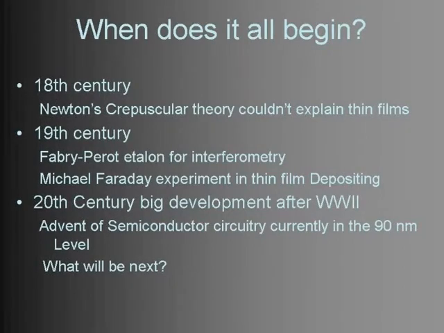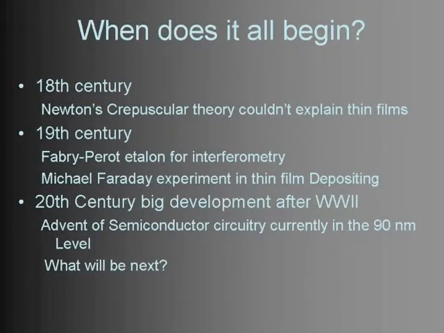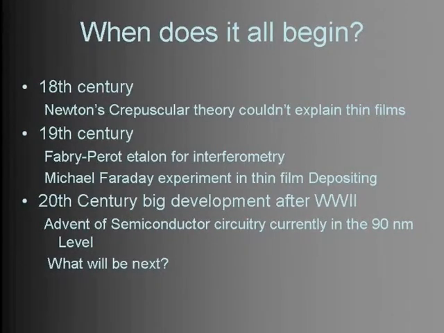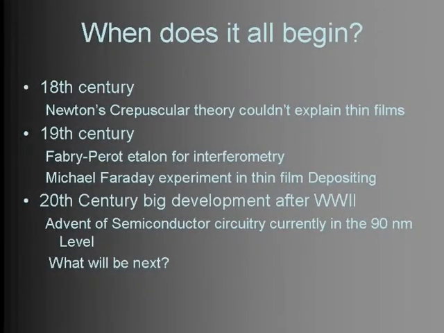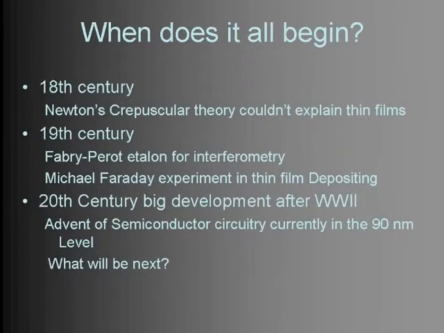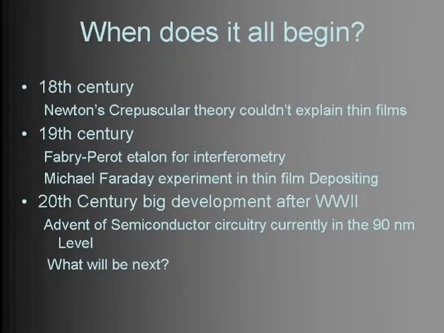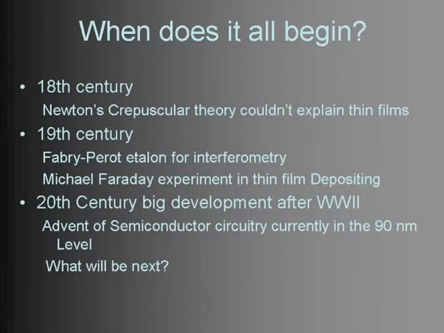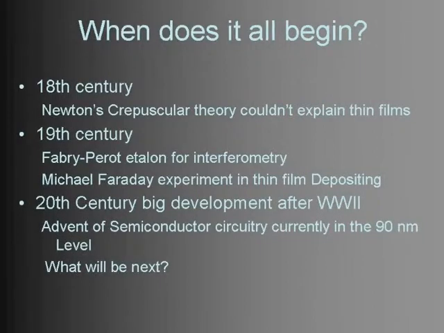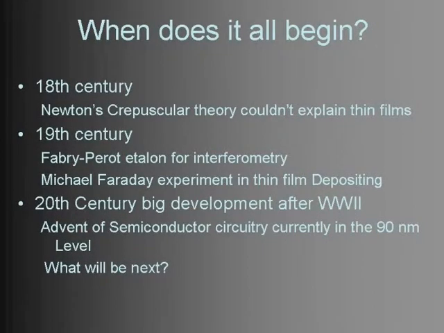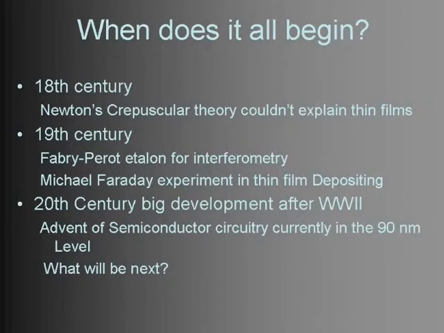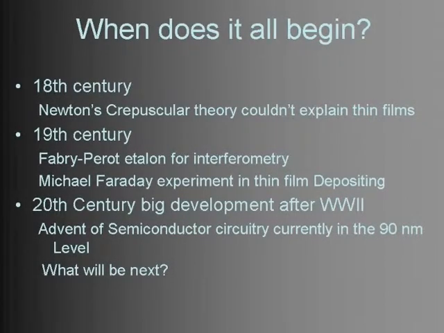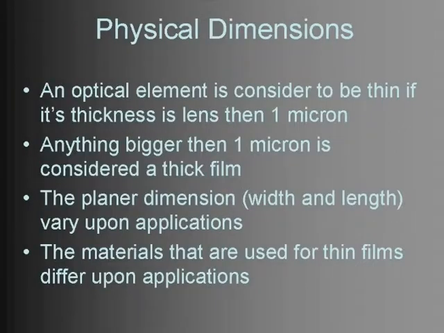During the 19th century, mostly towards the end of the 19th century, that's when the Fabry-Perot etalon was developed for interferometry. Also, during the end of the 19th century, Michael Faraday was experimenting with thin film depositing. The biggest development on thin films was during the 20th century, especially after World War II. Since then, the advent of semiconductor circuitry, currently at the 90 nanometer level. But that's a little bit outside of the scope of this presentation. What will be next? We don't know.